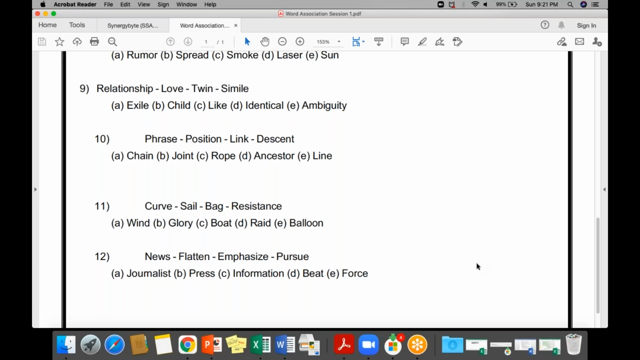Sectional tests are there in the MICAT course. We'll keep the next word association session after CAT. We'll provide you the recording of this session so that you can go through these questions. The difficulty level of this session was easy to moderate. In the exam, you can get up to moderate in word association. The next session, we will do moderate to difficult level questions.